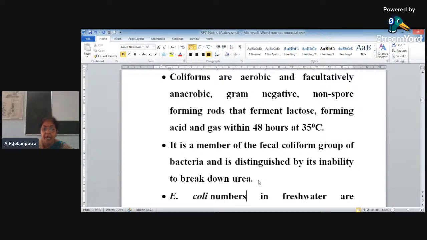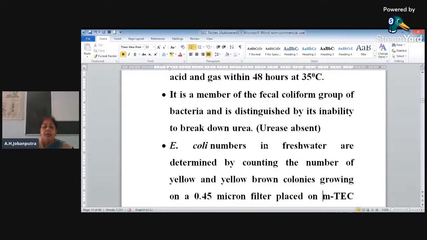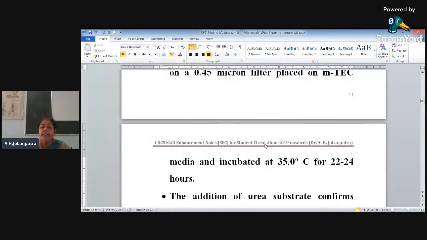So urease is absent. This means that it cannot produce the enzyme urease. These E. coli are found in fresh water, and if you grow them on specific media, like if you take 0.45 micron filter and place it in EC medium, you get yellow or yellow-brown colonies after incubation at 35 degrees for 24 hours approximately.